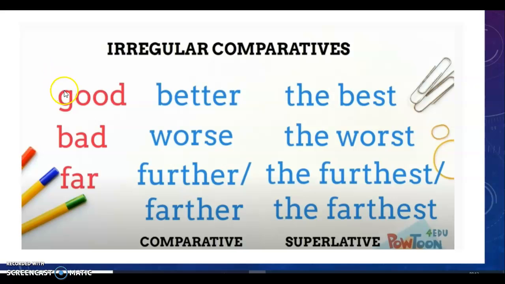Here we see the most common irregular adjectives. Good, better, the best. Bad, worse, the worst. Far, further, the furthest, or farther, the farthest. Both forms are right.